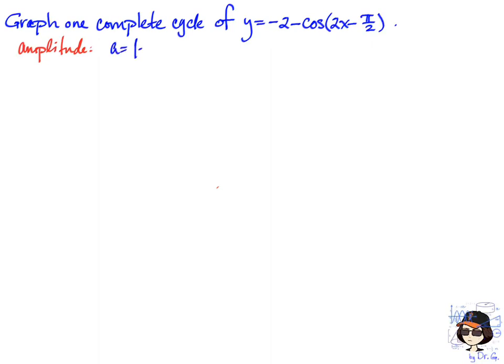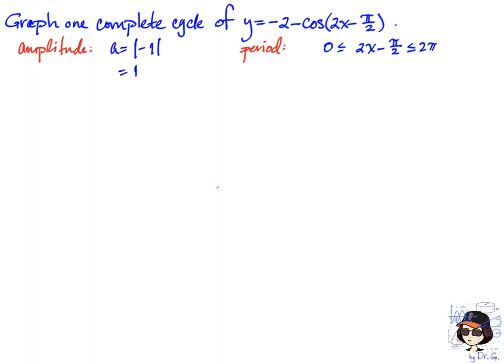So first let's start with the amplitude. The amplitude is the absolute value of the number in front of the cosine. So the amplitude is 1. The period, we're always going to put our argument in between 0 and 2 pi. And that's because it gives us a lot more than just the period. It gives us a lot more information.